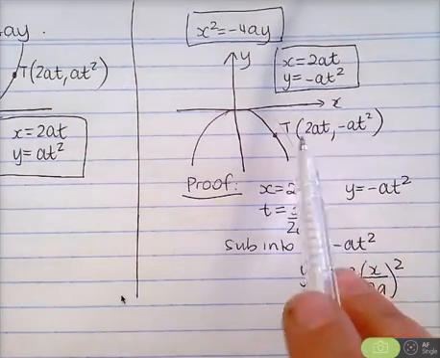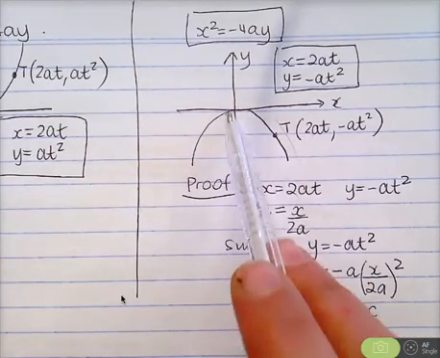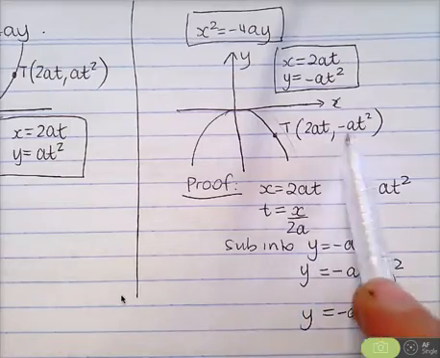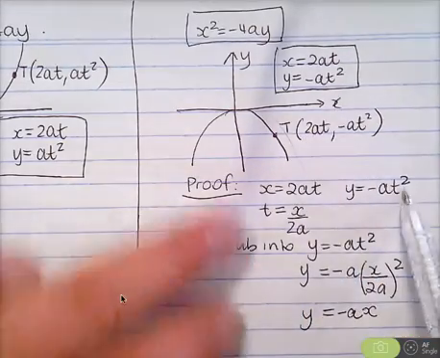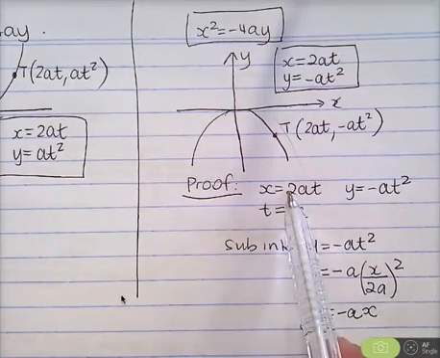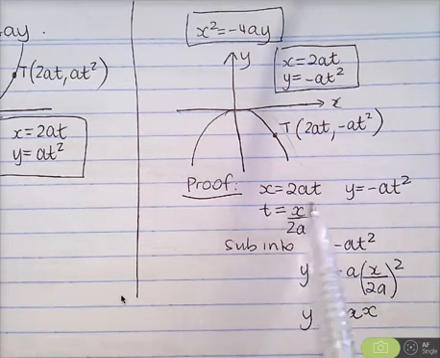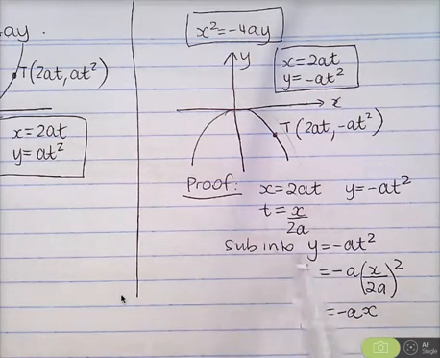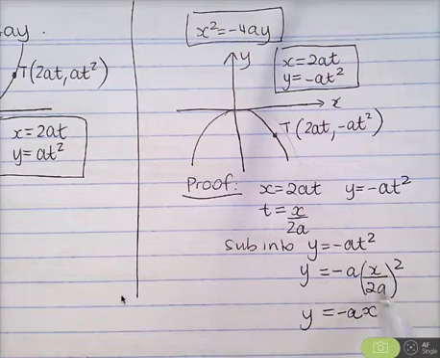So girls, we're saying that the parametrics for a concave down parabola with vertex 0, 0 are 2at, minus at squared. We're going to go from the parametric equations and form the Cartesian to show that this is the case. So we've got x is 2at, y is minus at squared, making t the subject, t is x on 2a. Substitute t is x on 2a into that, and we get y is negative a times x on 2a, all of that squared, and what do you get?